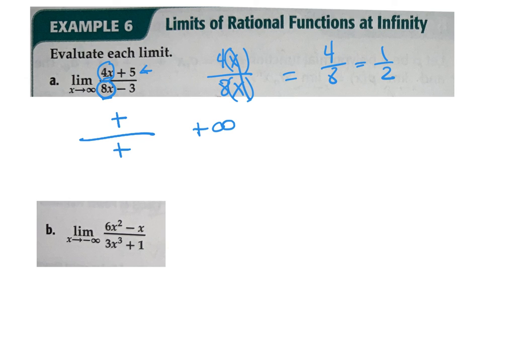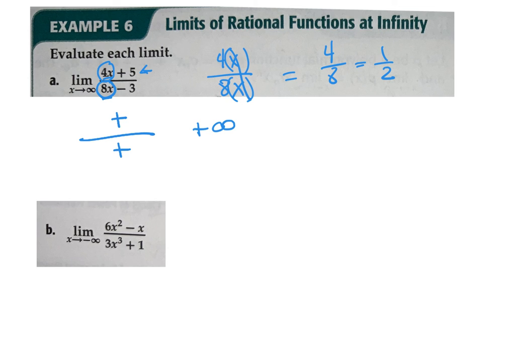All right? So what happens when you have a negative infinity over a positive? It will be negative. It would be negative 1/2. Yep. If it switches to positive? If they're negative and negative, it would be positive. Okay.